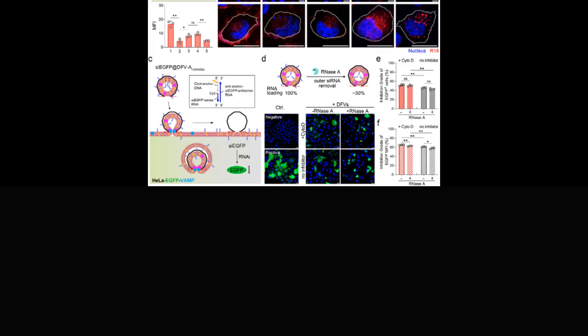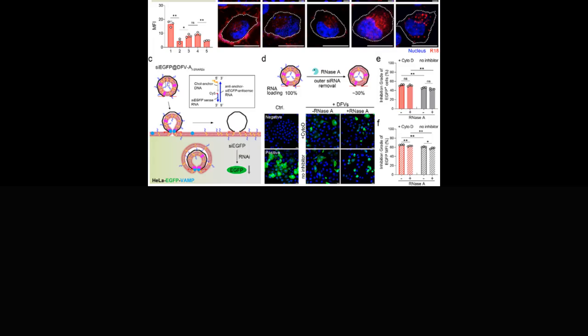Panel C illustrates the siRNA incorporation strategy, where siEGFP molecules are linked to DFV at-snare vesicles via cholesterol-modified DNA linkers, enabling controlled localization on the vesicle surface or lumen. Panel D provides a mechanistic schematic and confocal images showing protection of interior siRNA from RNase A digestion, and the effect of Cyto-D inhibiting endocytosis. Flow cytometry data in panels E and F quantify EGFP gene silencing efficiency.